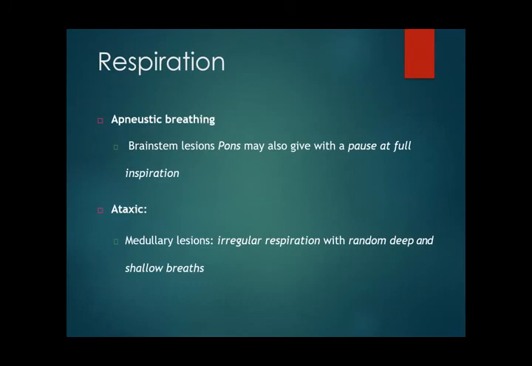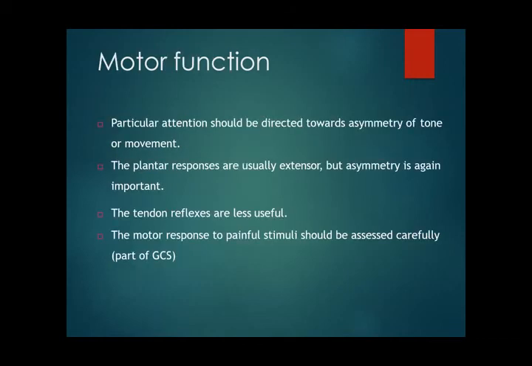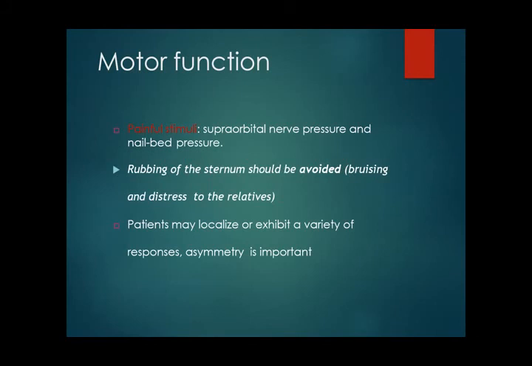Patients may localize or they can exhibit a variety of responses, and you have to look for symmetry or asymmetry of this localizing or withdrawal response. For example, if you give nail bed pressure or supraorbital ridge pressure, and the patient localizes with the right hand, but if you hold his right hand, he should localize with the left hand. But if he doesn't, it means there is weakness on the left side. So you need to look for localization on both sides. The same is true for withdrawal.